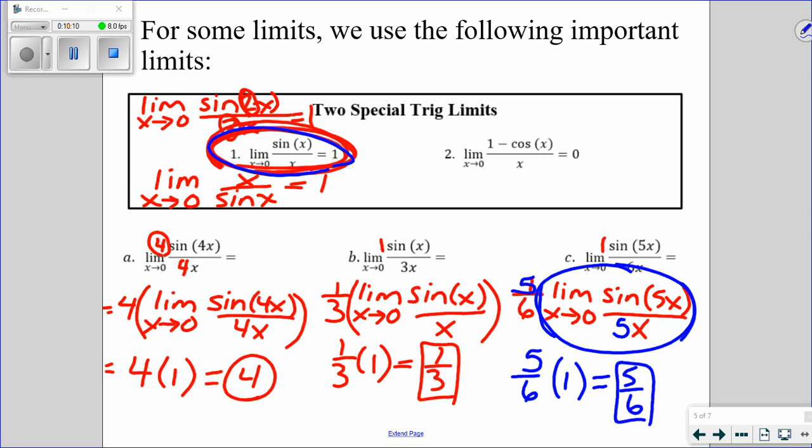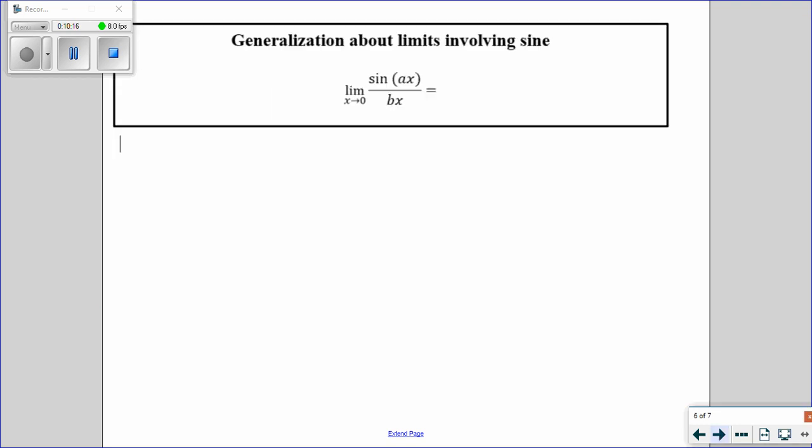Okay, so I hope you're seeing a pattern here. Whenever you are faced with finding the limit as x approaches 0 of sine of a times x over b times x, this is simply going to equal a over b.